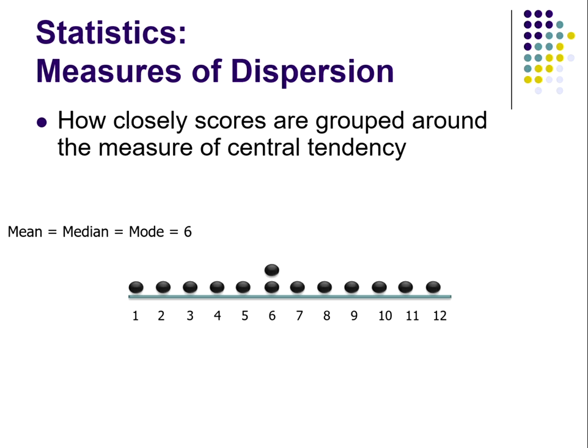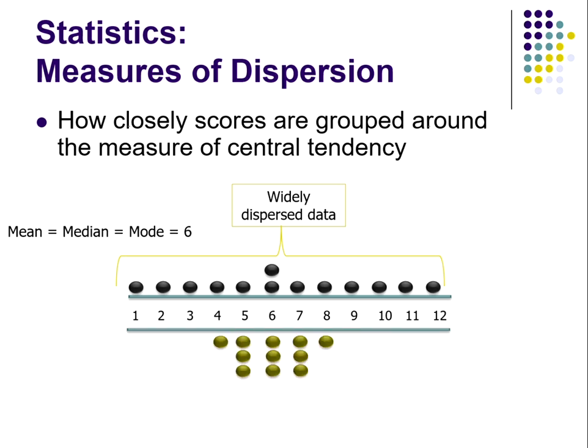But when you look at the actual individual scores, you're like, wow, they are all over the map. They are widely dispersed across this number line. So there's not really a pattern going on here per se, is there? It's just sort of like every number is represented, and we can't really draw any inferences from that. This is called widely dispersed data.